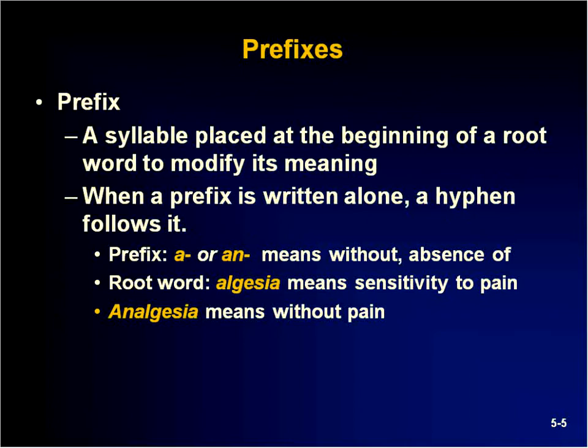Let's see, prefixes. A prefix is a syllable placed at the beginning of the root word that modifies its meaning. When the prefix is written alone, a hyphen follows it. For example, the prefix a- or an- means without or absence of. The root word algesia means sensitivity to pain. The hyphen that follows an- indicates that another word part follows the prefix to form a complete word. So combining the prefix and root word results in the medical term analgesia, which means without or absence of pain.